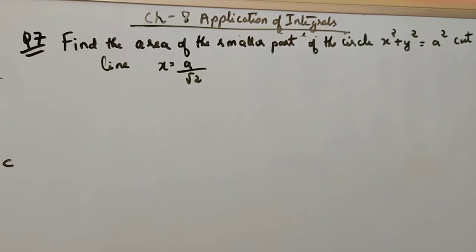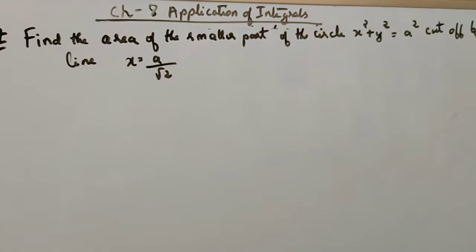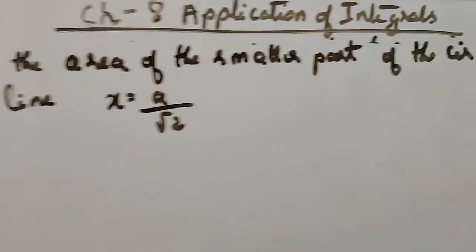This is question number 7. Find the area of the smaller part of the circle cut off by the line x equal to a by root 2. First we will draw the diagram.